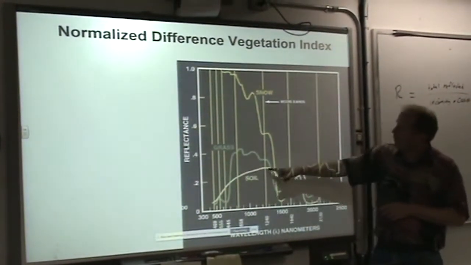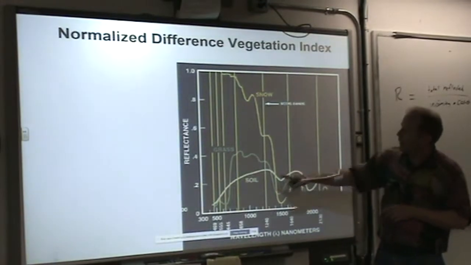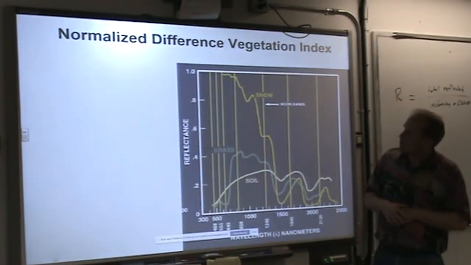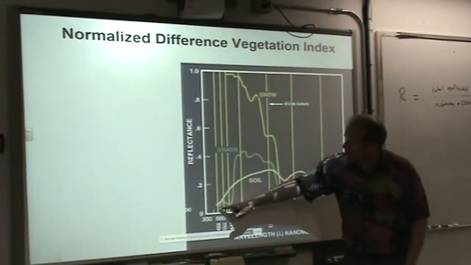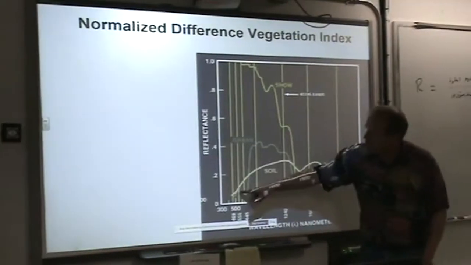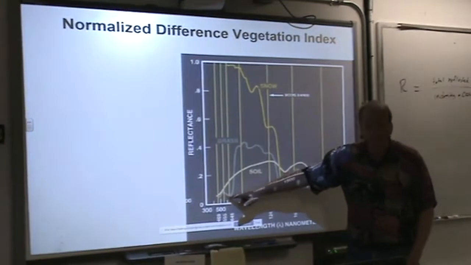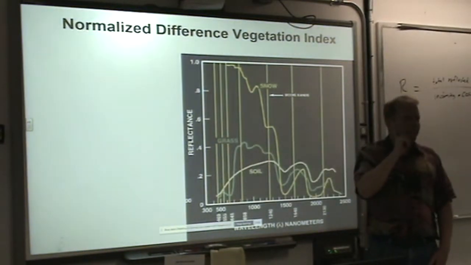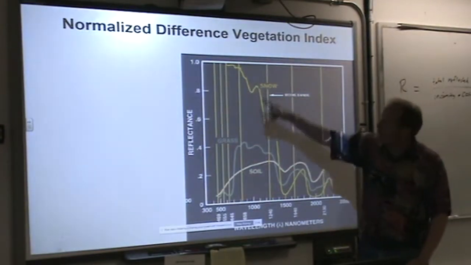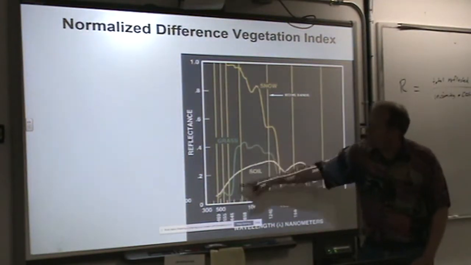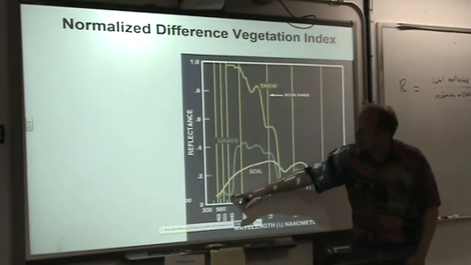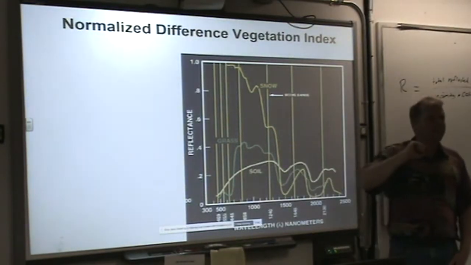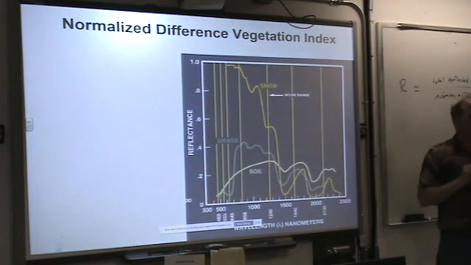Soil is kind of funky because, again, this is kind of me scattering going on. But look at vegetation. Vegetation, 500 is the green, gets this little tiny hump in the green, and then boom, it jumps up in the near infrared. Okay? Nothing else has that big jump. This is actually between the red and the near infrared. That is our best way to detect vegetation.